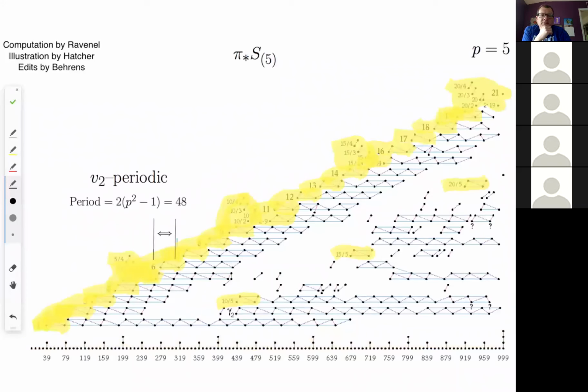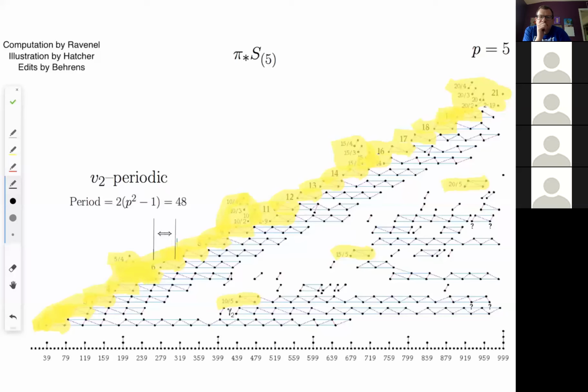See, outside of the V1 periodic stuff at the bottom, I see very little except for 5 torsion. Is there a reason to expect that? I guess I see a few Z mod 25s, but not many. Oh, yeah. I honestly don't know. I know very little about the homotopy at 5. The reason I'm using that one is because Mark made the picture. Okay. All right.